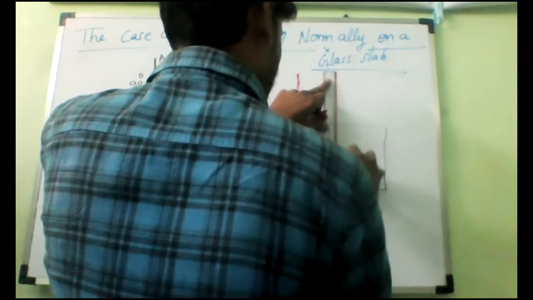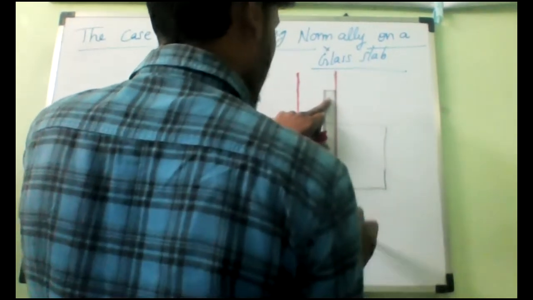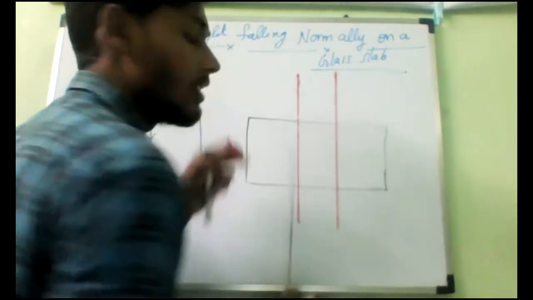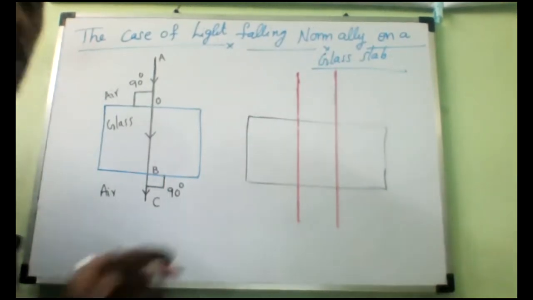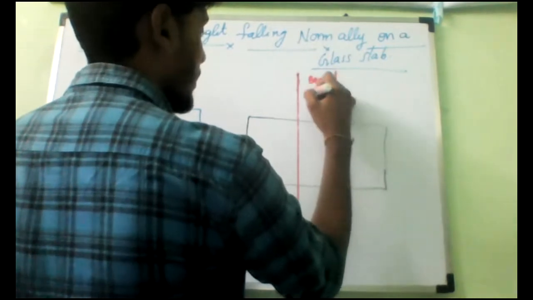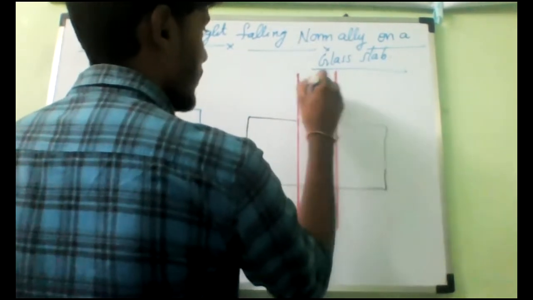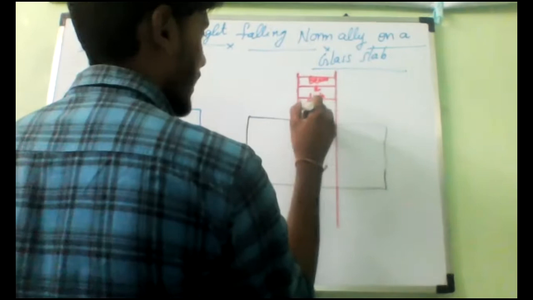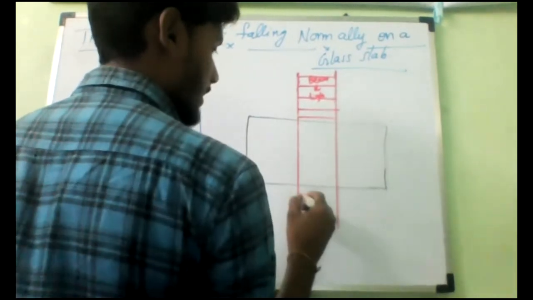Now you tell me, what is the angle of incidence here? Here also it is falling normally to the surface. Now, if we take this beam of light, as we know, here and here it has the same speed. Is it yes or no?